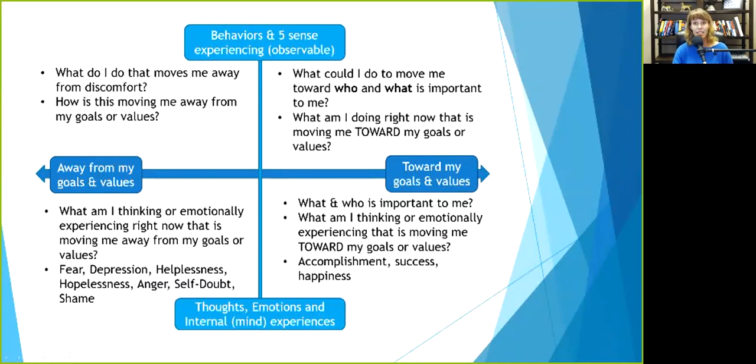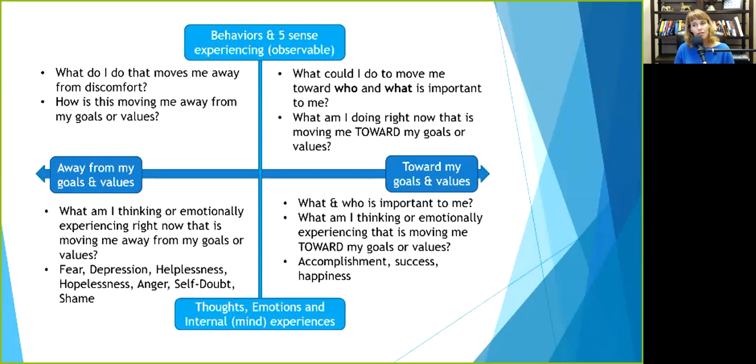But then we say, okay, that is definitely one thing you could do. However, does escaping move you more toward your goals and values? Does it move you toward where you want to be? The answer is probably no. So then we say, okay, what could you do that would help move you toward that?